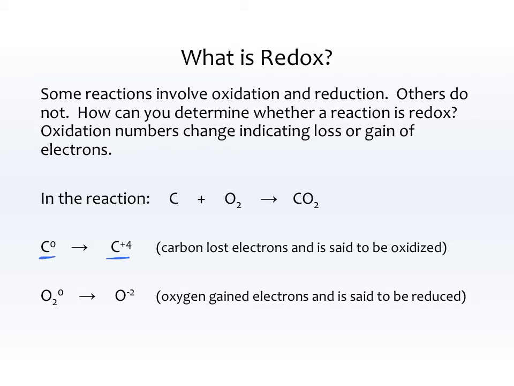So we've got carbon starting at 0, carbon going to +4. The oxidation number has increased. Carbon has lost electrons. It is said to be oxidized. For oxygen, it went from 0 to -2, so the oxidation number got reduced, and the oxygen gained electrons.